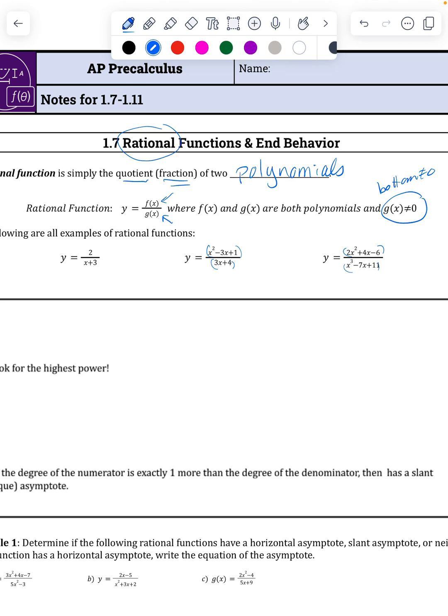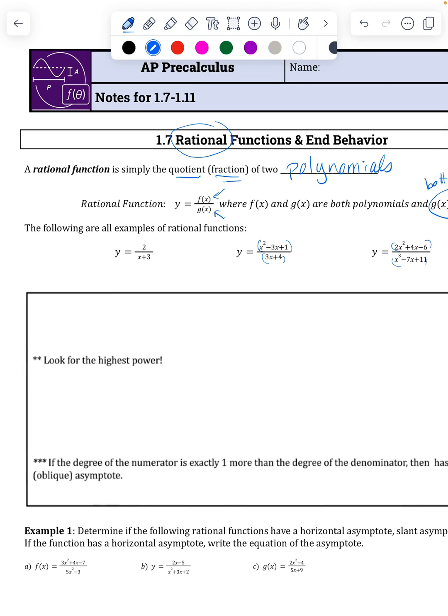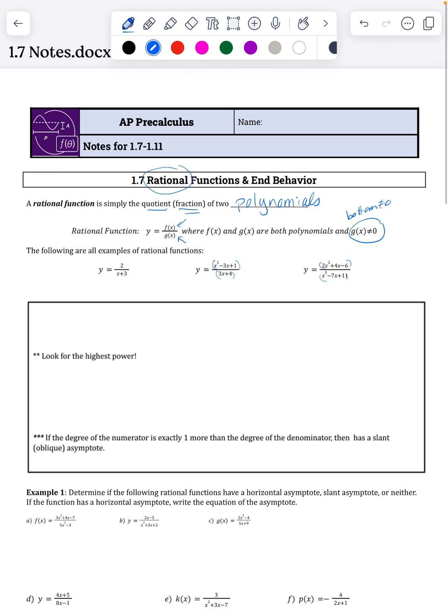Okay, so we're going to start to learn how to know things about these graphs of the functions without having to graph them. And I am really confused. Okay, there's blanks in this box that shouldn't be here.